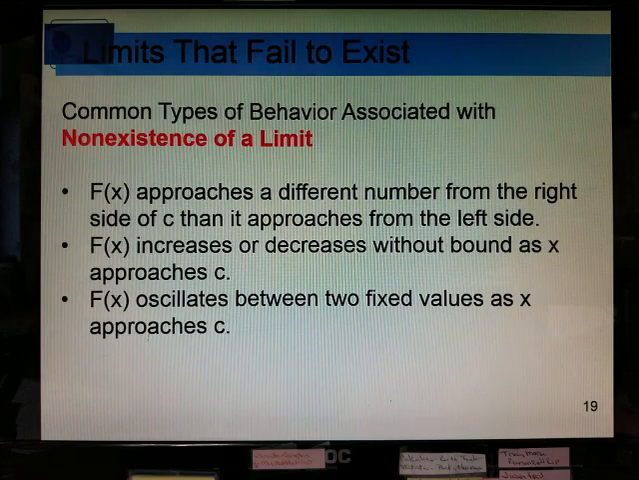So the different types of limits that are non-existent. If you have a different number from the right and the left, the limit doesn't exist. When f of x increases or decreases without bound, those were the ones when I discussed positive or negative infinity. It also doesn't exist if it oscillates between two numbers.